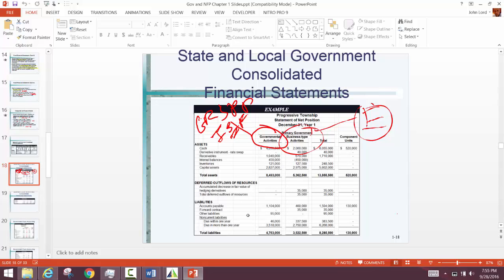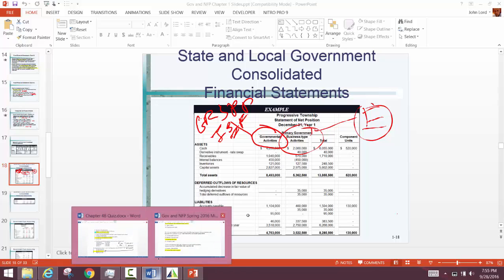Guys, we went through this thing 52 times. We have governmental activities. We have business type activities. We have component units. We sat here and did a chant to this, right? Okay. All right.